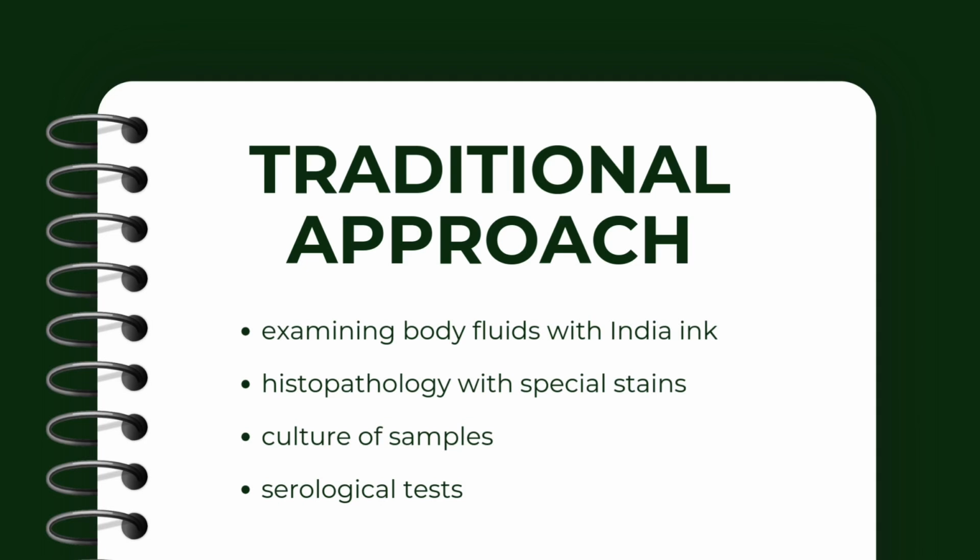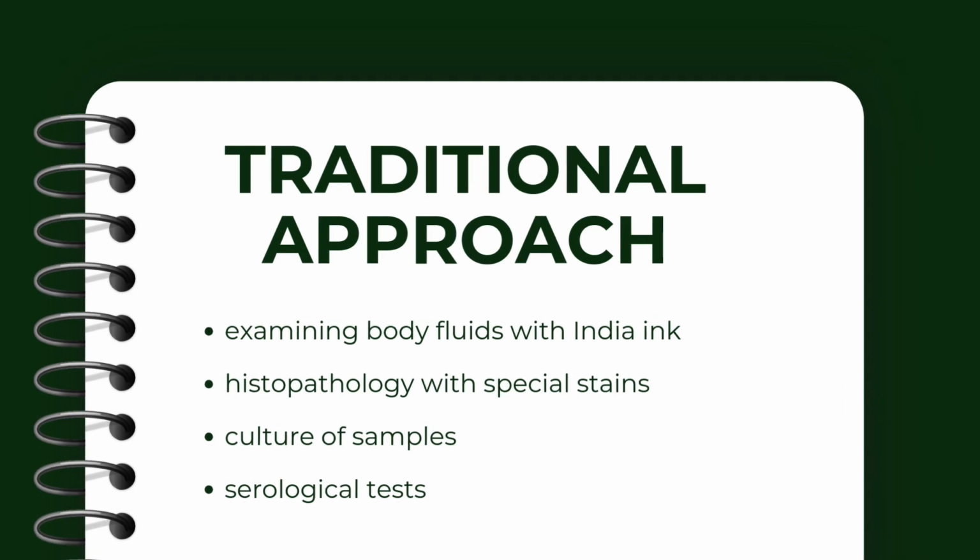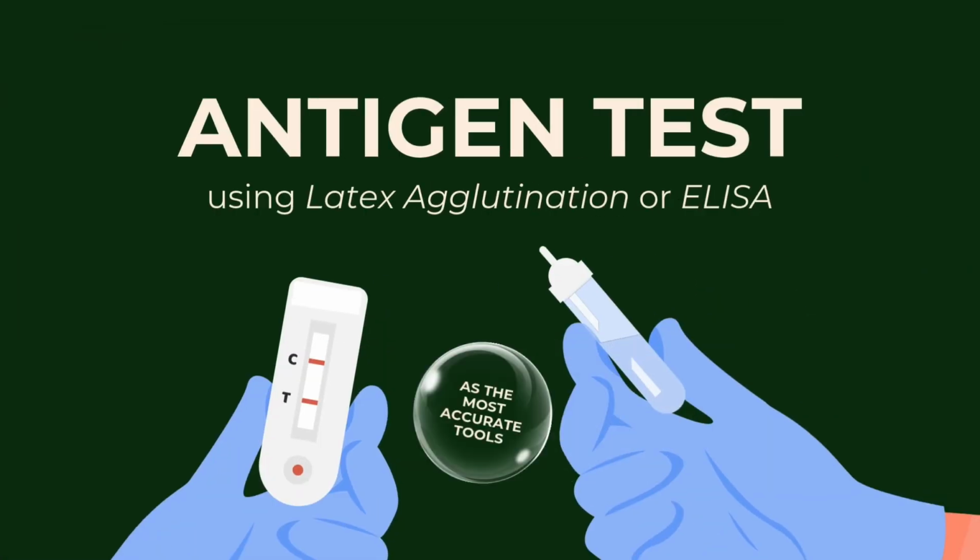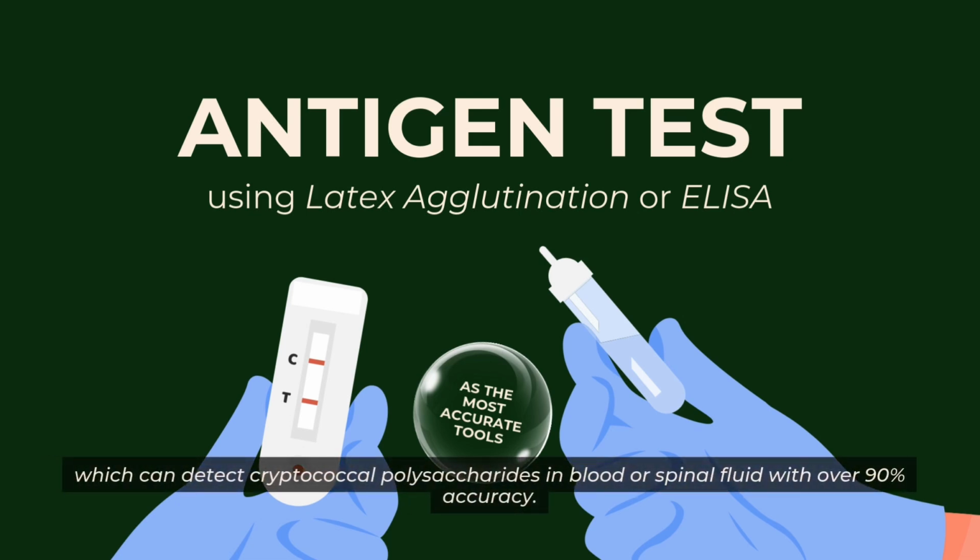Diagnosing cryptococcosis has become easier over the years thanks to various effective methods. The traditional approach includes examining body fluids using India ink, histopathology with special stains, culture of samples, and serological tests to detect the cryptococcal capsule. One of the most accurate tools is the antigen test using techniques like latex agglutination or ELISA, which can detect cryptococcal polysaccharides in blood or spinal fluid with over 90% accuracy.